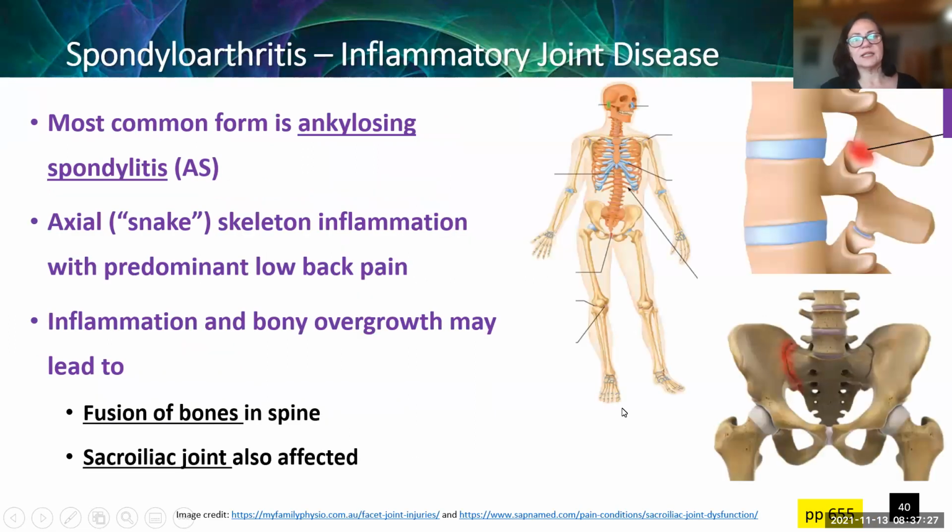And then another kind of inflammatory joint disease. This is spondyloarthritis. The most common form is ankylosing spondylitis. Ankylosing means fusing. If you're fans of dinosaurs, ankylosaur is the fused lizard. All right, so let me remind you about the skeleton.